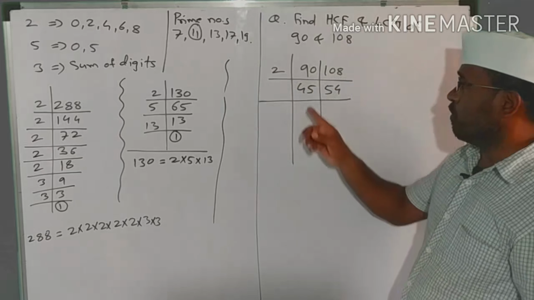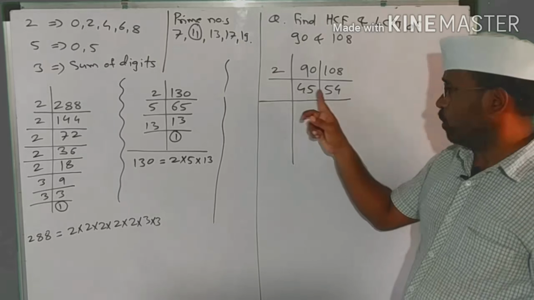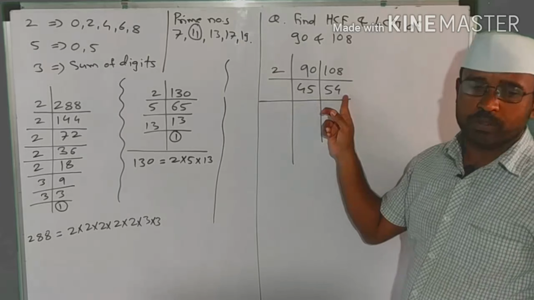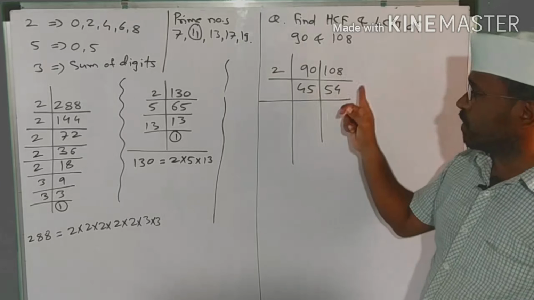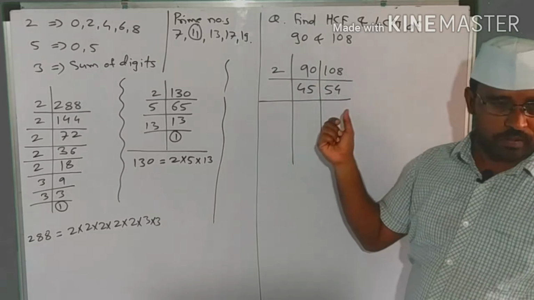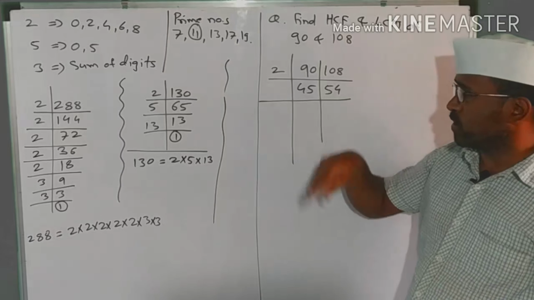Now 45, is it divisible by 2? No. 54, is it divisible by 2? Yes. One number is divisible, one is not divisible. So we cannot divide it further. Then we have to move towards the next number.